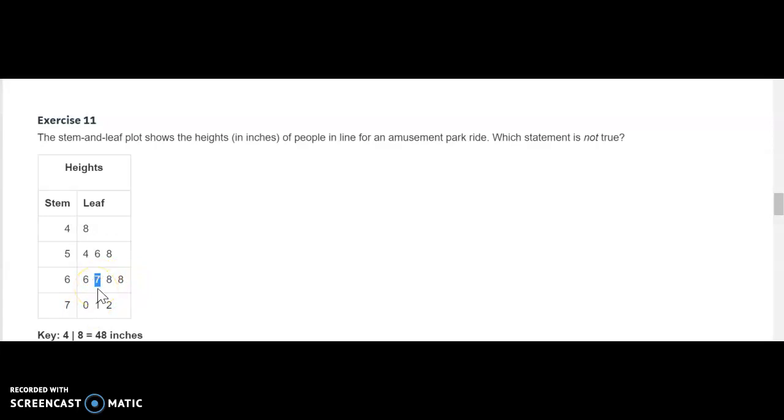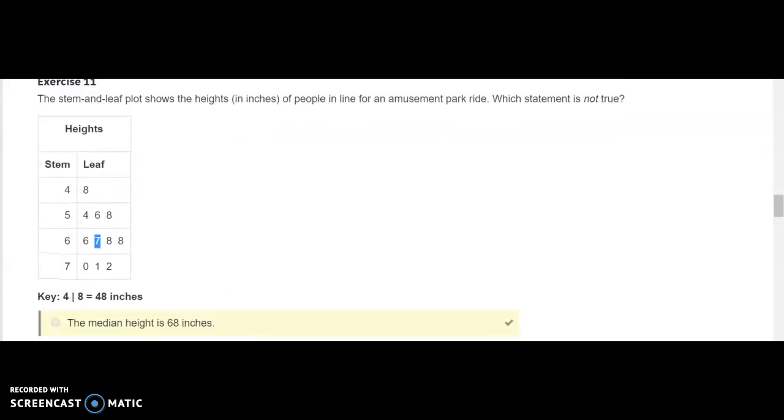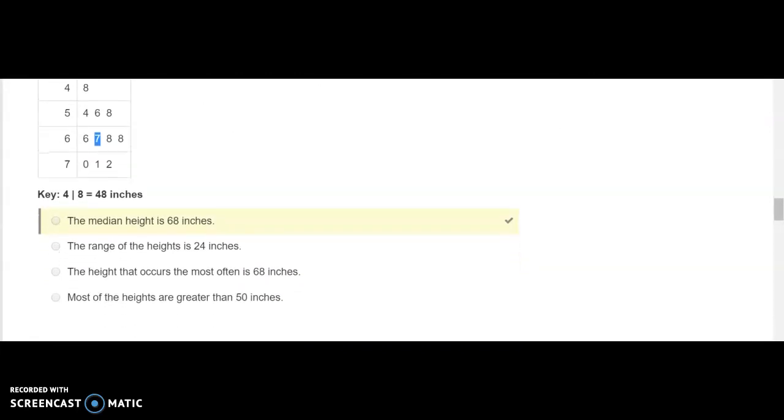And we land both on the number 6, or the sixth number in, because if you have 11, you would have 5 on one side, 5 on the other side, and 6 would be the middle number. So 5 plus 5 is 10, plus that one middle number would be your 11th number. So the middle number, or the median, would be 67 inches, but they give us an answer of 68 inches, so that is incorrect. So the first one here is incorrect, the median height is not 68 inches, so that's our answer.